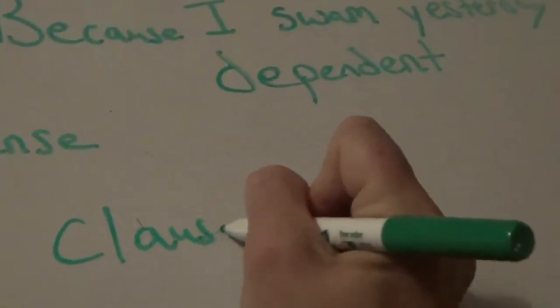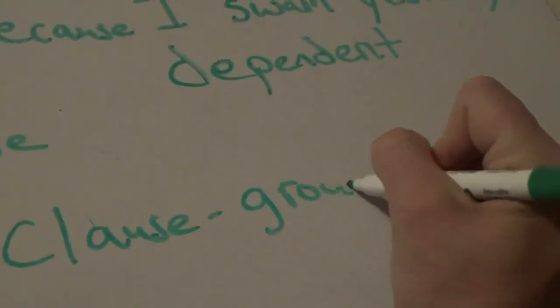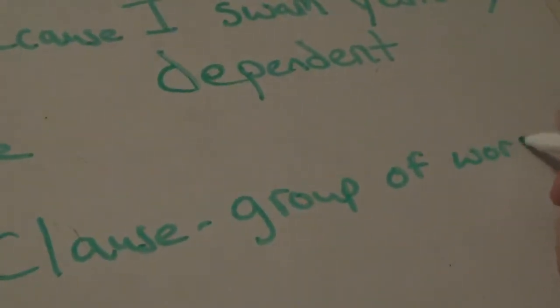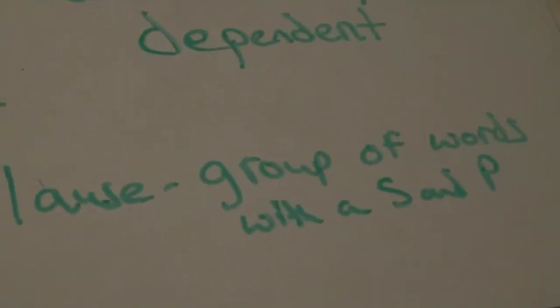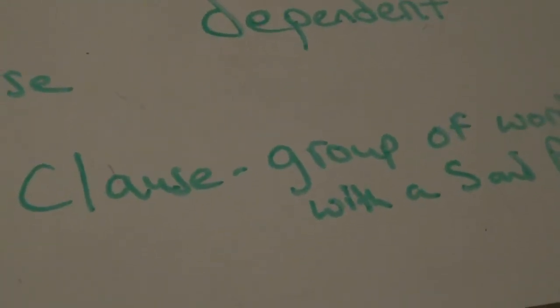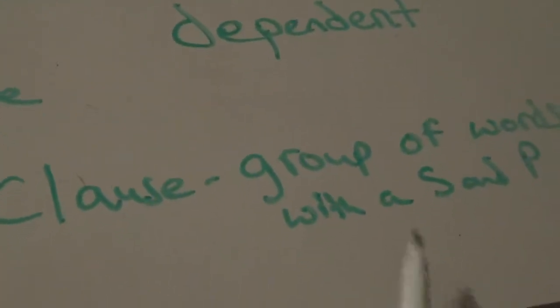And when we have a group of words that has a subject and a predicate, but cannot stand alone, we call that a dependent clause. A clause is simply a group of words with a subject and a predicate. That is what a clause is. Some clauses have a subject and predicate and make sense by themselves, and that means they're independent clauses. Some clauses have a subject and a predicate, but do not make sense by themselves.